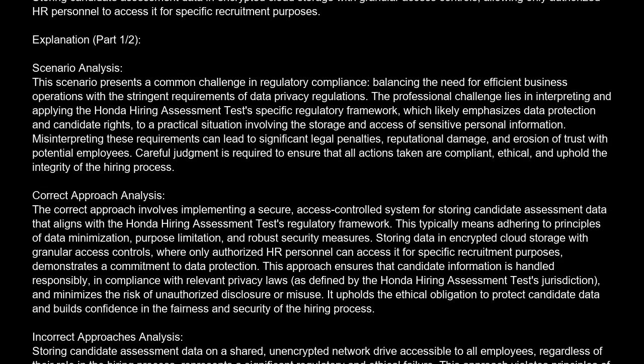The correct answer is A, storing candidate assessment data in encrypted cloud storage with granular access controls, allowing only authorized HR personnel to access it for specific recruitment purposes. Explanation: scenario analysis. This scenario presents a common challenge in regulatory compliance, balancing the need for efficient business operations with the stringent requirements of data privacy regulations.